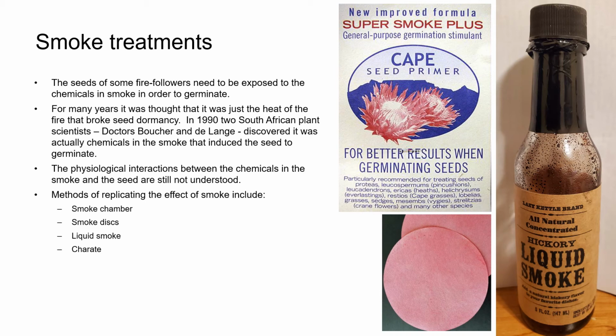Then sow your seeds and sprinkle the charate over the top of the plug tray or flat that you sowed your seeds in. And chemicals from the smoke will percolate through the substrate to the seed with the irrigation water. Make sure that you have the landowner's permission to collect any plant material you use for charate, and remember that it's illegal to collect any plant or animal material from public land.